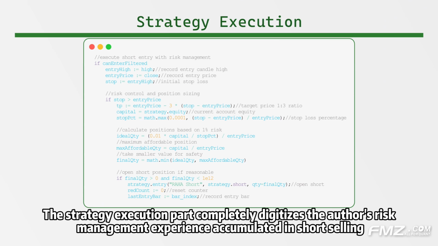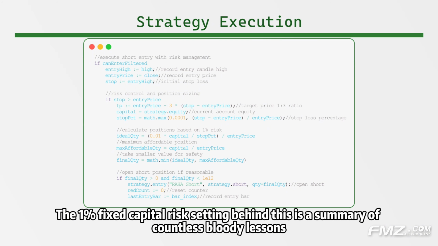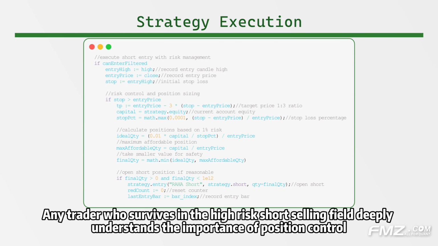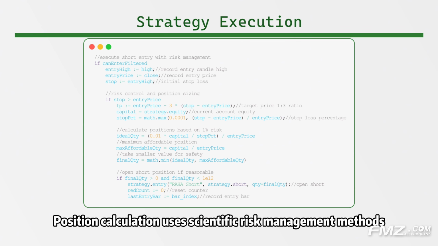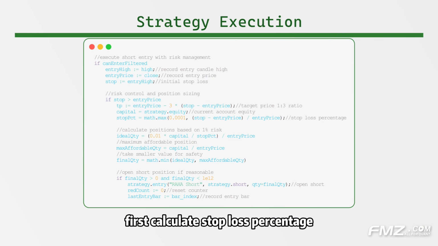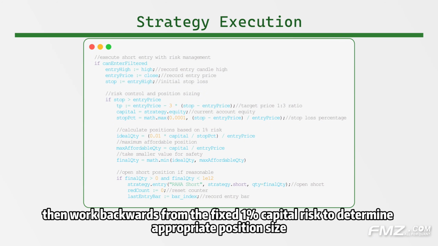The strategy execution part completely digitizes the author's risk management experience accumulated in short selling. The 1% fixed capital risk setting behind this is a summary of countless bloody lessons. Any trader who survives in the high-risk short-selling field deeply understands the importance of position control. Position calculation uses scientific risk management methods. First, calculate the stop-loss percentage, then work backwards from the fixed 1% capital risk to determine the appropriate position size.